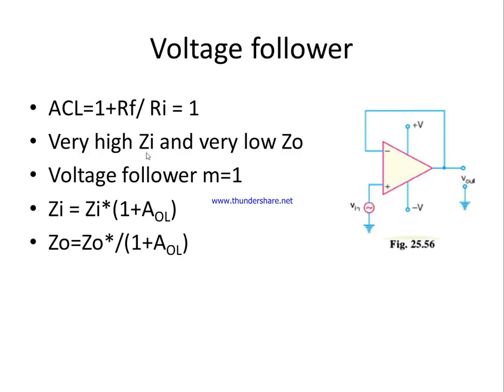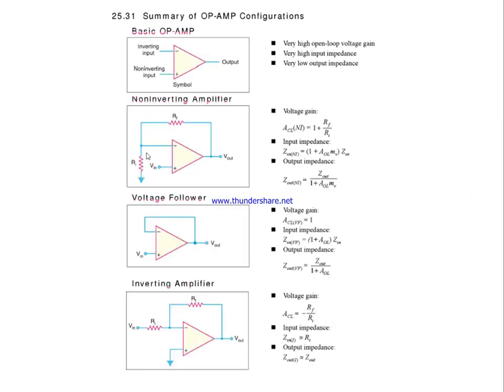Okay, so the use of this voltage follower is that it is an ideal buffer amplifier to be connected between high impedance sources and low impedance loads. So it acts as a bridge between a high impedance source and a low impedance load. Clear? So this is the use of a voltage follower.